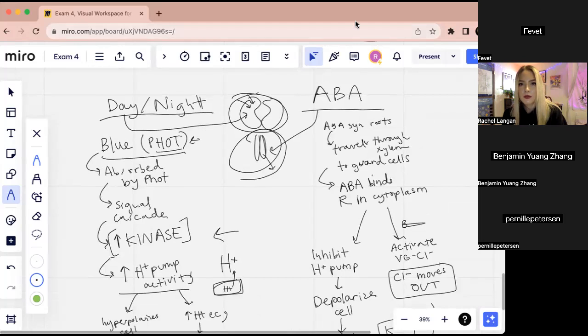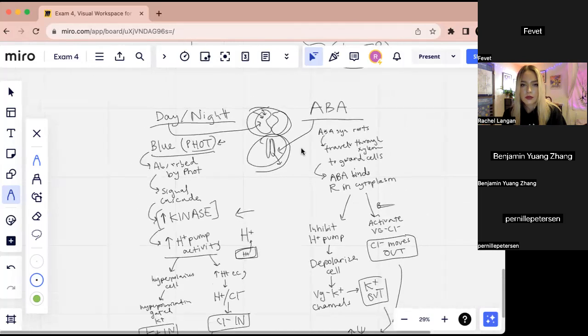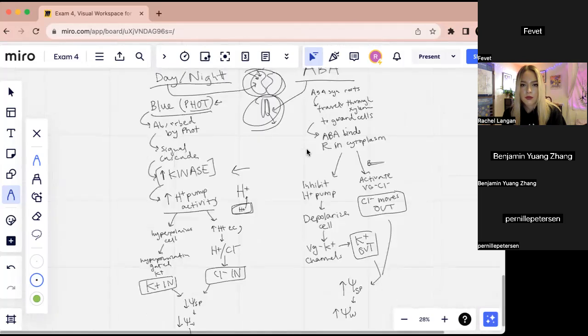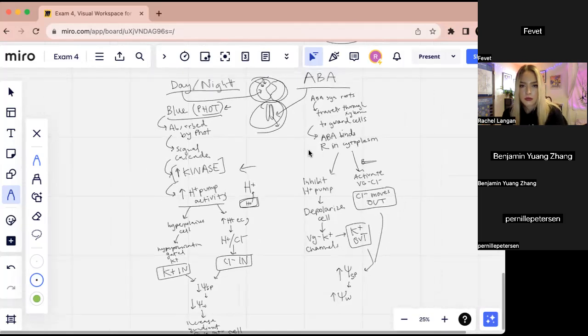Question? Yeah, so I thought it was a given that ABA makes it so that ions move out instead of them coming in without ABA. So why would we have to calculate the membrane potential since we already know the end result?